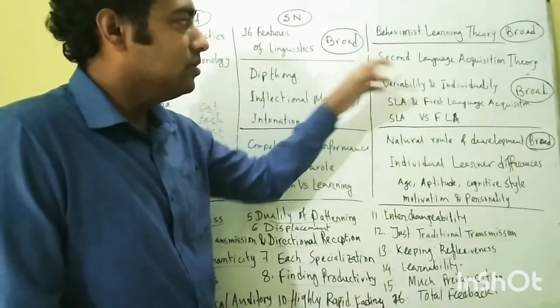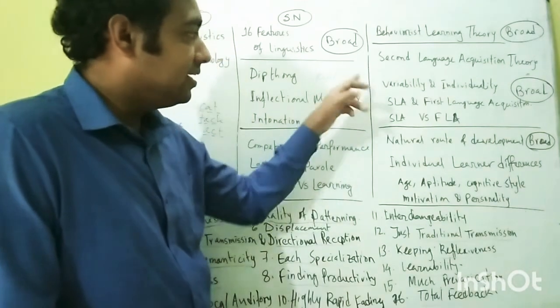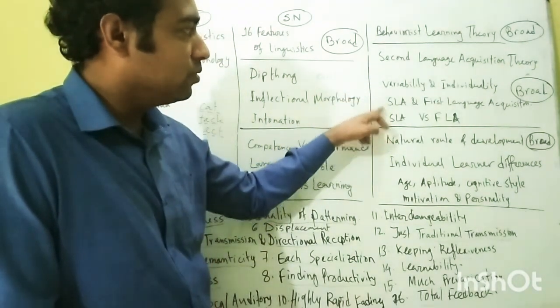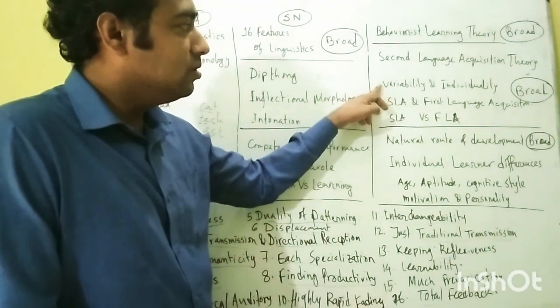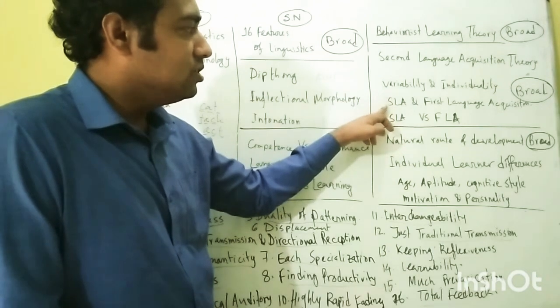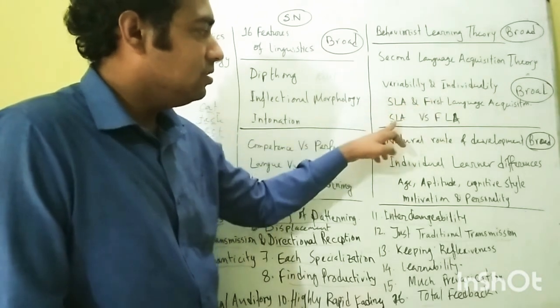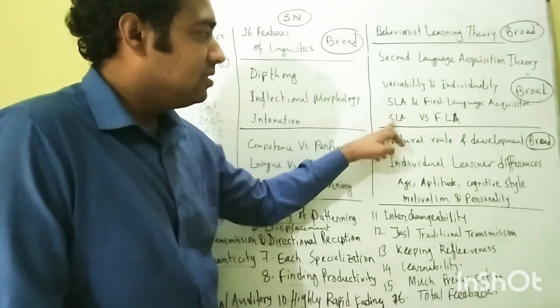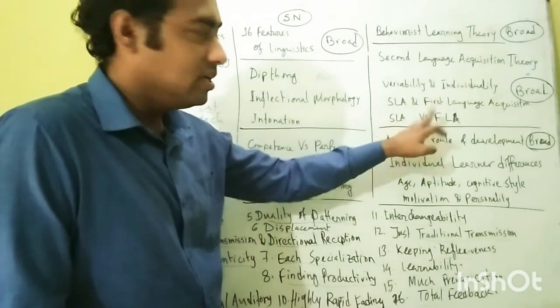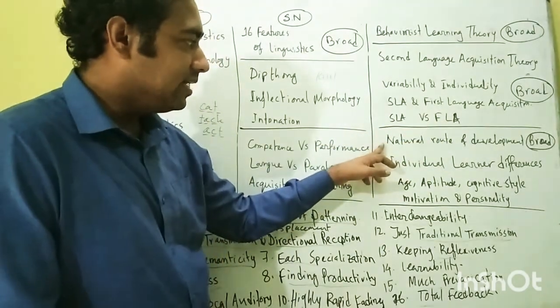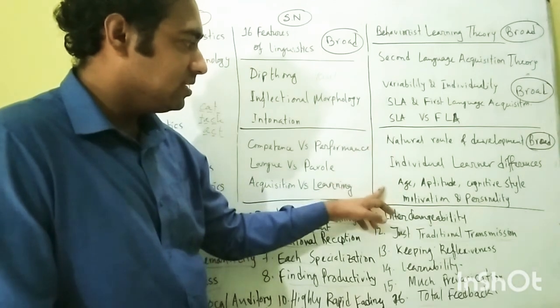Second language acquisition theory, SLA, I discussed about it, and these 3 points should be focused: variability and individuality, second language acquisition and first language acquisition, second language acquisition versus foreign language acquisition. I told you the story. Then this is another broad question which I discussed.